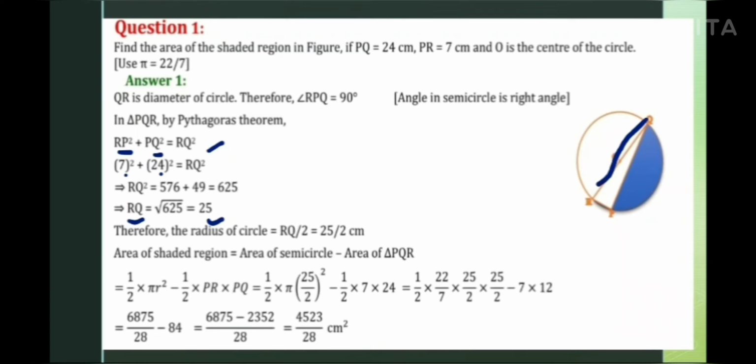Okay, so you can easily find the area of one semicircle, each semicircle. It is half into pi r square. Do the calculation, you will get 77 centimeter square. Okay, so if area of each semicircle is 77, so area of two semicircles will be 2 into 77, right?